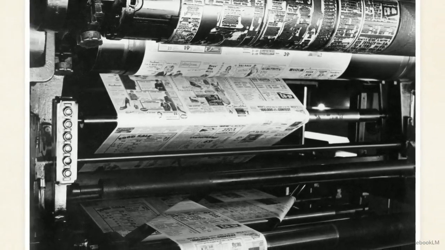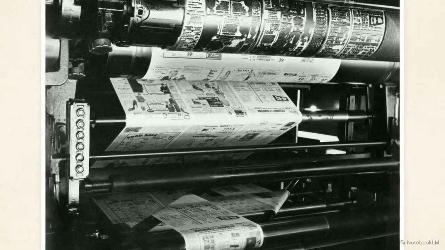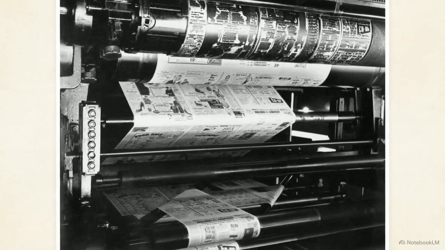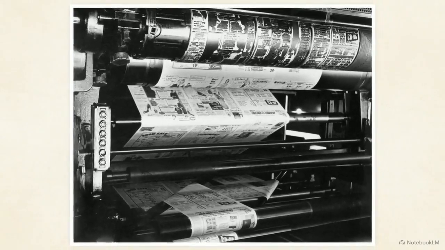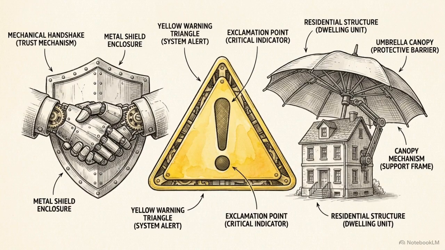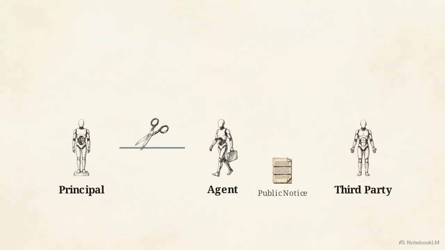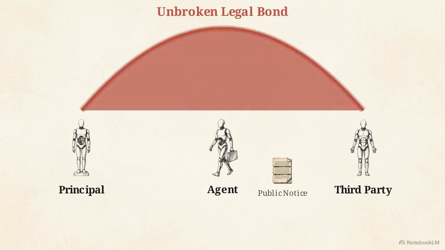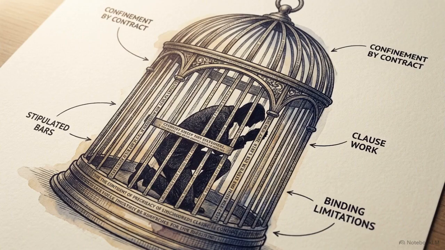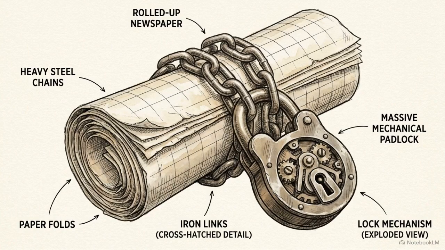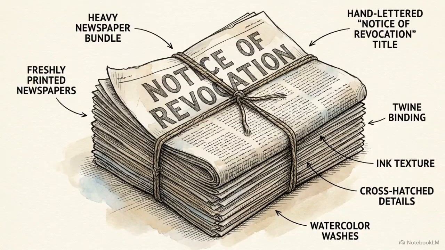If an agent is announced via newspaper, a private letter of revocation sent only to the agent is completely useless against the general public. Do not confuse internal agency rights with external liability. Even if the internal contract is terminated, the principal remains fully liable to innocent third parties who relied on the unrescinded public notice. Public perception becomes a legal cage. A principal is trapped by the exact medium they used to broadcast the relationship until they use that same medium to revoke it.